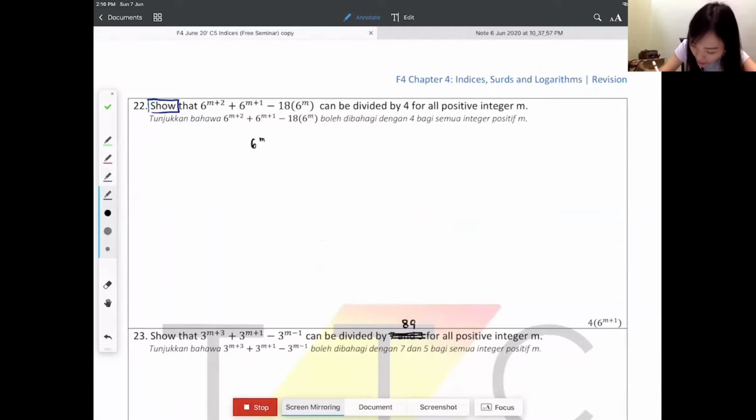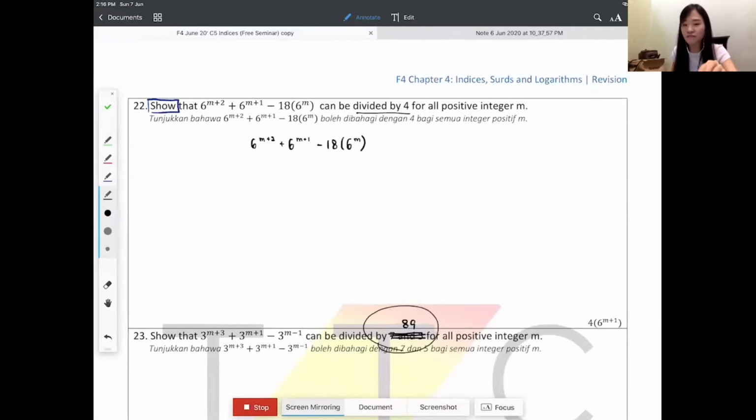So 6 power m plus 2 plus 6 power m plus 1 minus 18 bracket 6 power m can be divided by 4. Or this time they say can be divided by 4. At the bottom one, 23, change it to 8, 9. They actually have this mistake. So can you change it to 89? Okay. So, yep, I continue the top one, yeah? So, guys, this is what they get, okay? So, again, they say can divide by 4.